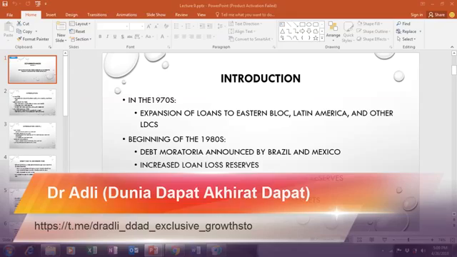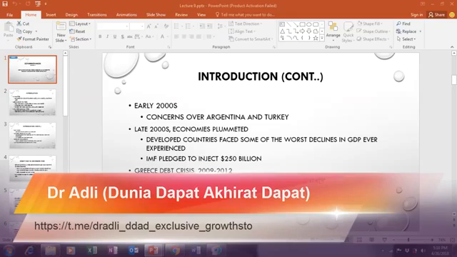In the late 1980s and early 1990s, there was expanding investment in emerging markets, peso devaluation, and subsequent restructuring. This is an example of a country also facing financial problems. We can say that a country is almost the same as a company or an individual. It depends on who manages the country and how we manage the money of the country. Then in the early 2000s, there was concern over Argentina and also Turkey.